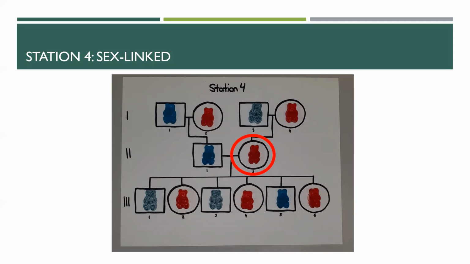We can say that this gummy bear is a carrier of the sex-linked gene for the sugar bear disease, and she can pass the affected X chromosome onto her offspring. The male offspring will express the disease because males only have one X chromosome.